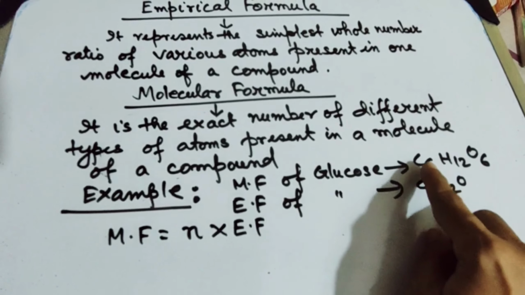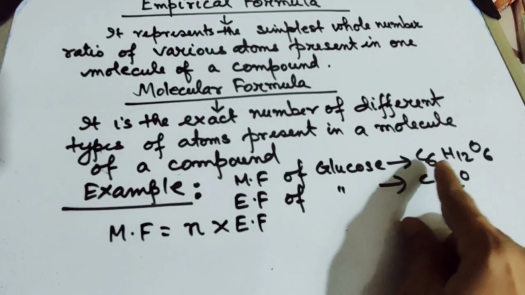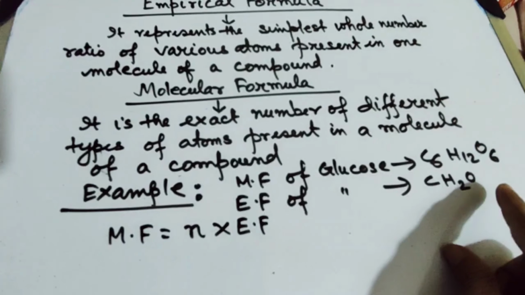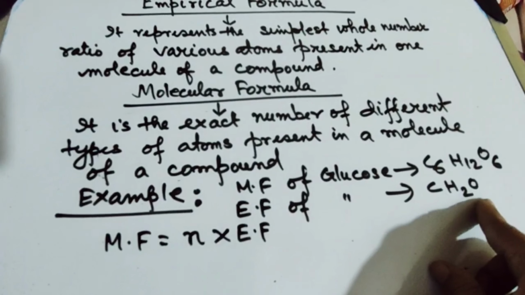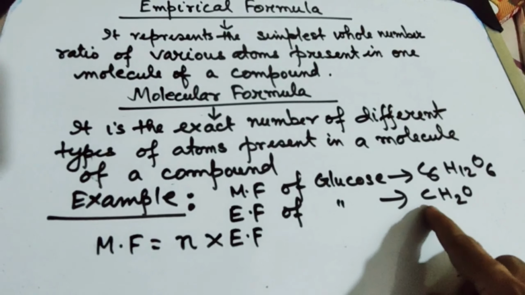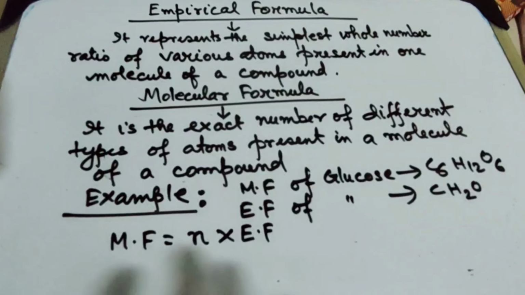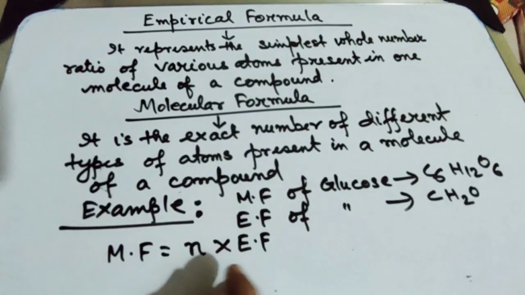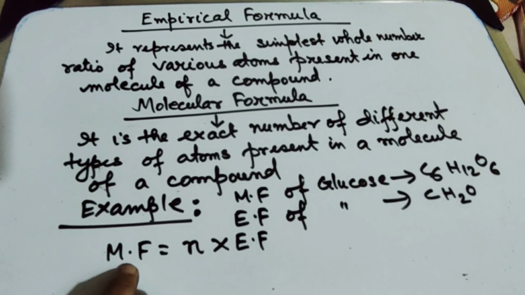So it is C is to H is to O. I can see in the molecular formula it is 6 is to 12 is to 6, which if we simplify becomes 1 is to 2 is to 1. So based on that simplest ratio 1 is to 2 is to 1, we can frame the empirical formula. So we can see that if we multiply the empirical formula by some factor n, we get the molecular formula.